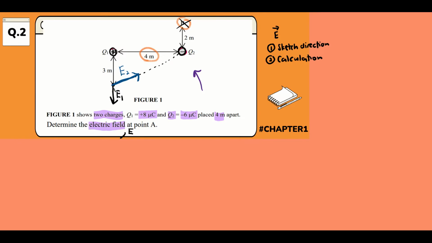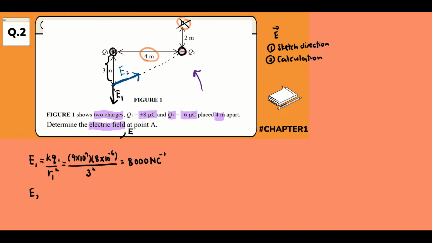Let us first calculate the value of E1. E1 equals kQ1 over R1 squared, where R1 is the distance from Q1 to point A. So we substitute the values: 9 times 10 to the 9, Q is 8 times 10 to the minus 6, over 3 squared. Then you'll have E1 is 8,000 Newton per coulomb. This is the unit for electric field.